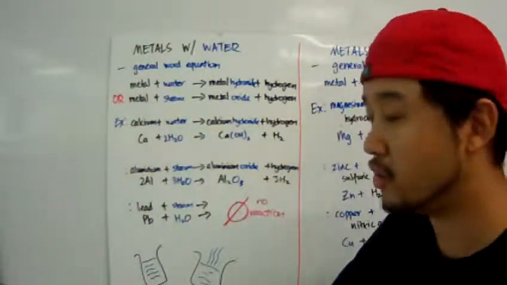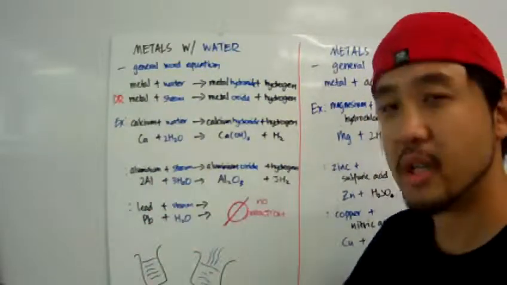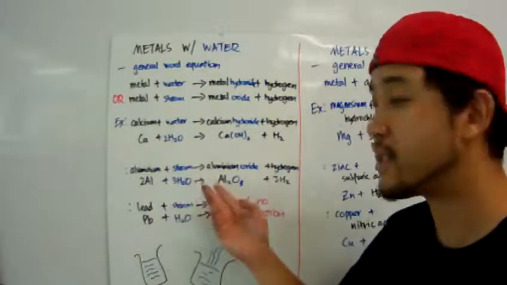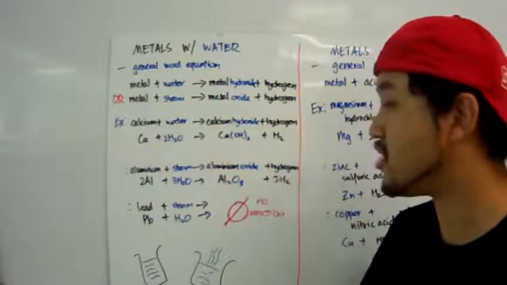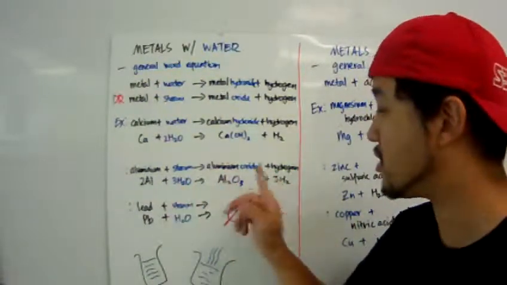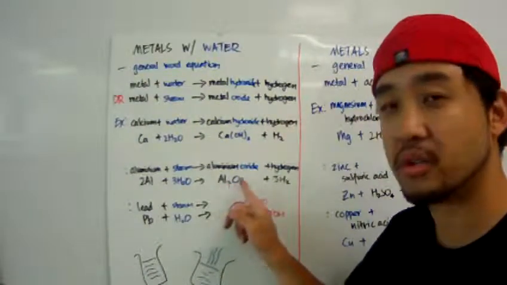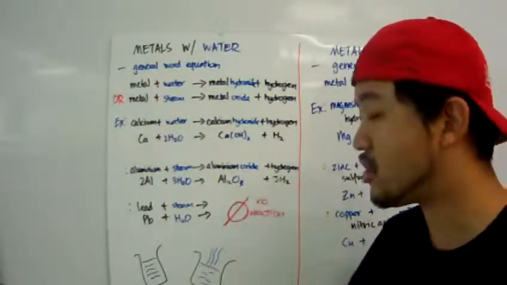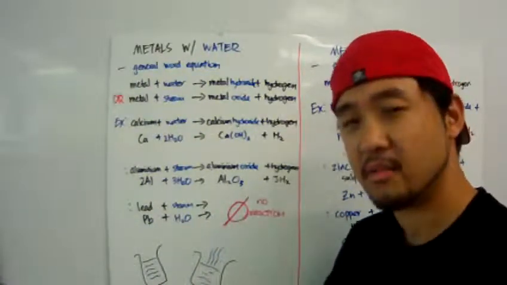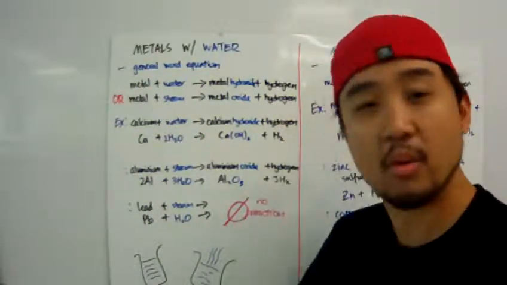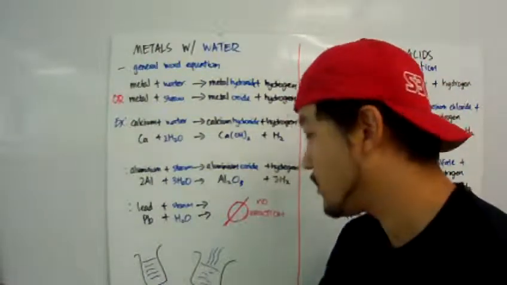Some metals, like aluminum, will not react with cold water, but they will with steam. That gives you aluminum oxide and hydrogen. Al plus H2O gives you Al2O3 plus H2. But some metals, like lead, will not react with steam, nor will they react with water. So there you go.